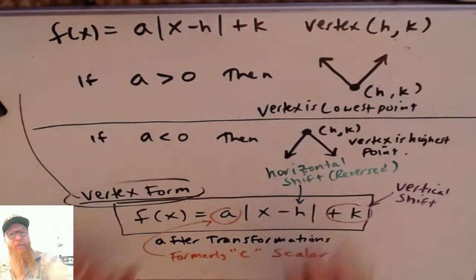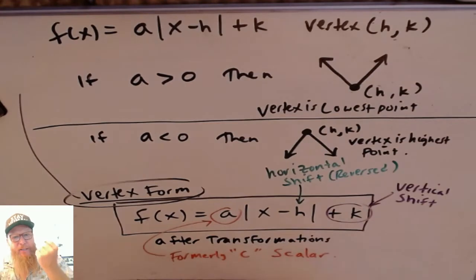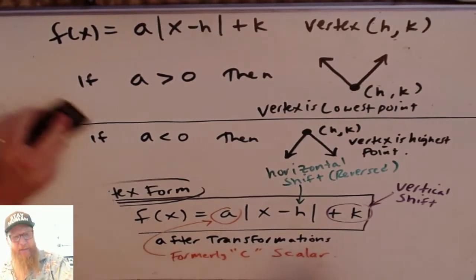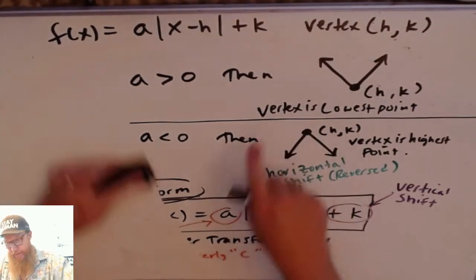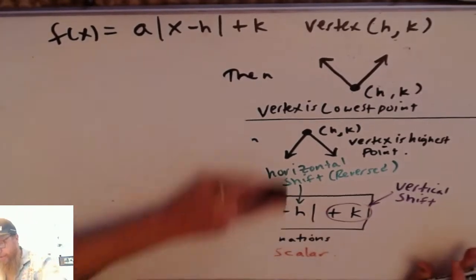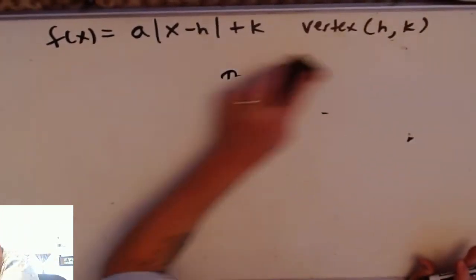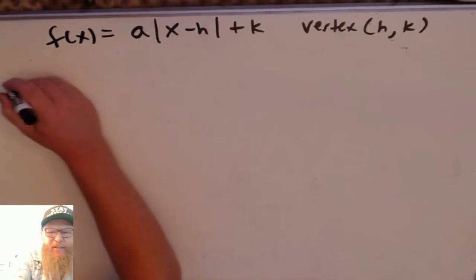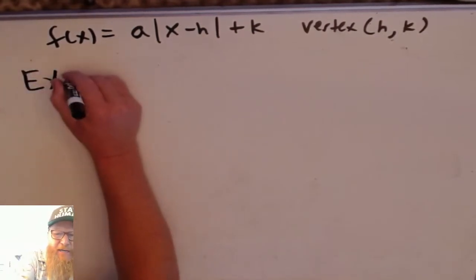I'm going to hold off on doing the graphs right now, and we're just going to talk about the critical values or the important values on the graph. So my first example will be just to find the vertex.